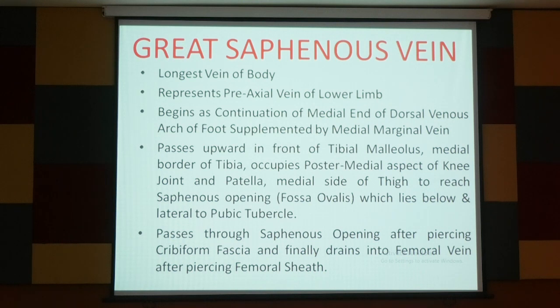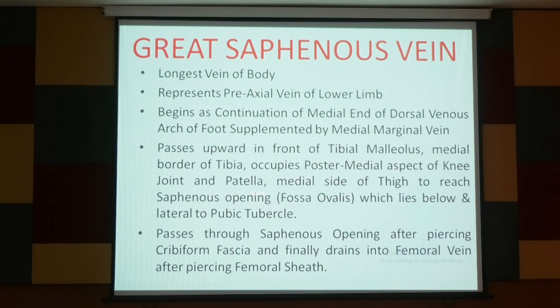and see the anatomy of the vein. It passes upwards in front of the tibial malleolus, along the medial border of the tibia, and occupies the posteromedial aspect of the knee joint and patella.